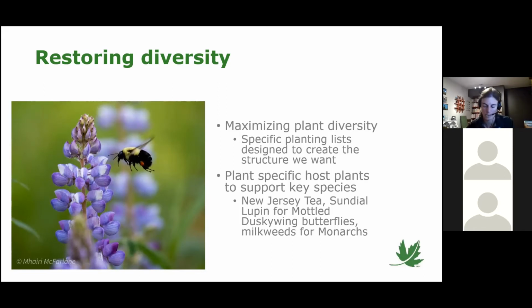And a key thing that we're looking at right now is New Jersey tea and lupin, like in the photo here. Both of these species are really important for some really rare butterflies, including mottled dusky wing. Some of you might be aware of this, but mottled dusky wing is present in Ontario still, but it's been lost from many, many parts of the province.